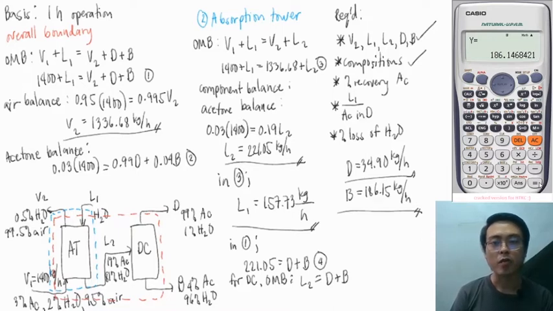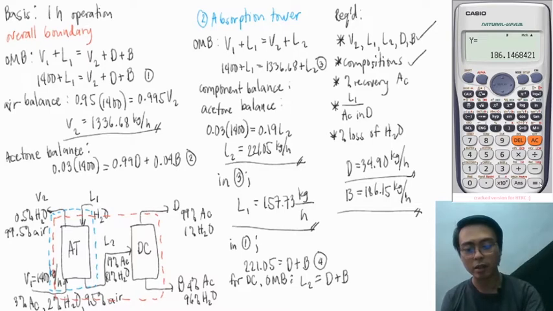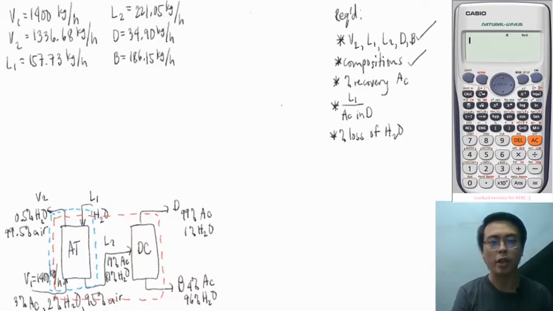The percent recovery of acetone would be the amount of acetone recovered over the amount of acetone that's input to the problem. So let me first summarize all of our findings, and then let me delete some parts. Okay, here is the summary of all of our findings. Now let's try to answer the last three problems. First, percent recovery of acetone. Okay?